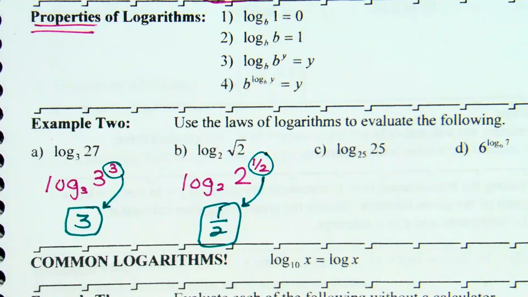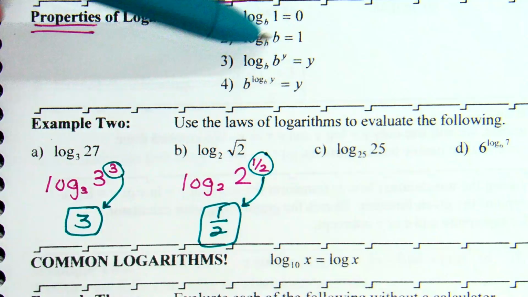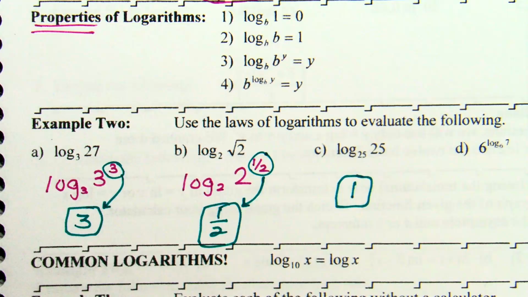Okay, C, log base 25 of 25. Well, don't even have to do that much. What does property 2 tell us? If my base and my inside are the same, 25s are the same, so what's this equal to? 1. Now, if it helps, you can also think of this as property 3 because we could always put a power of 1 up here on the 25, couldn't we? And then it's the same property I used in A and B.